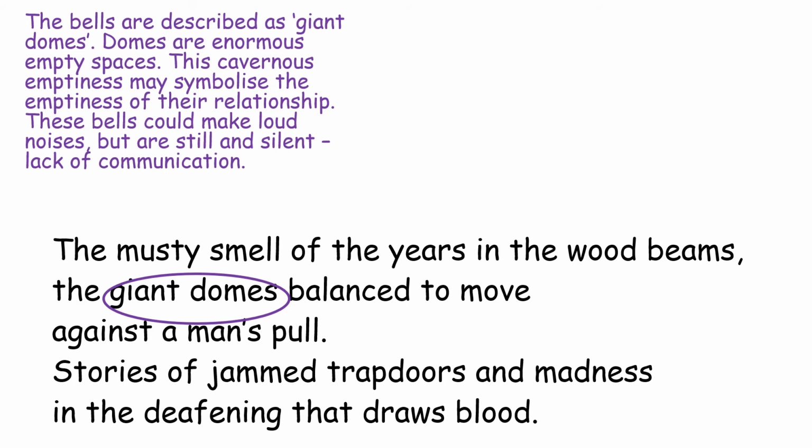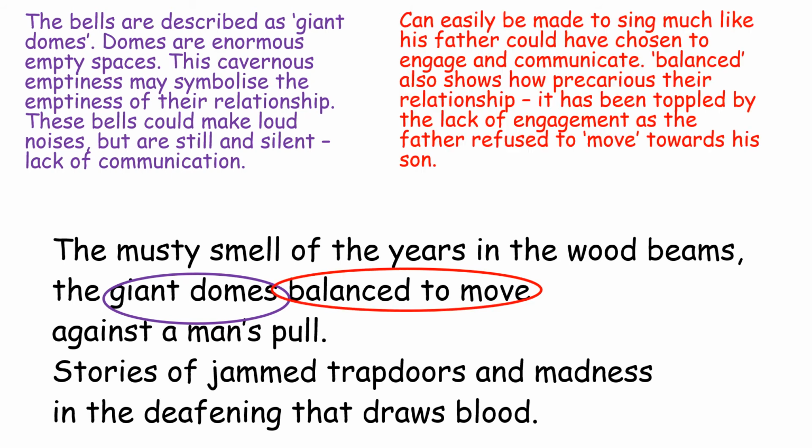We then have the word balanced. The word balanced may show that these bells could easily be made to sing, much like his father would have chosen to engage and communicate. Balanced might also show how precarious their relationship is. It has been toppled by the lack of engagement as the father refused to move towards his son.